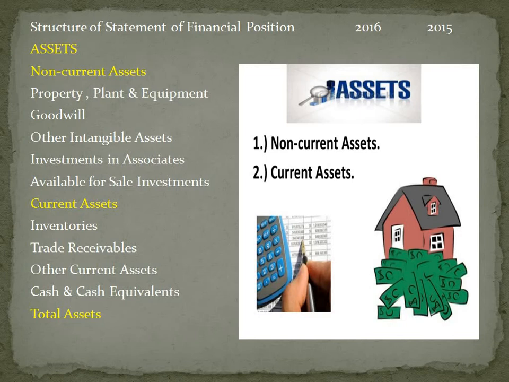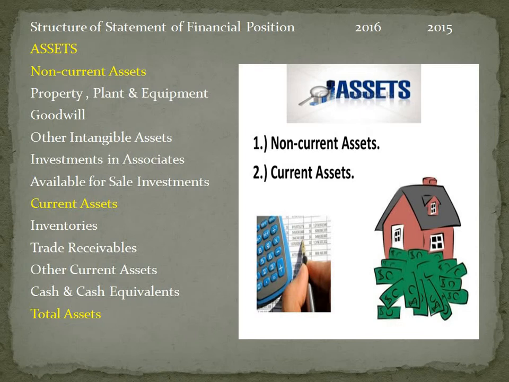Under non-current assets: property, plant and equipment, goodwill, other intangible assets, investment in associates, available for sale investments. Some examples of non-current assets are land, building, machinery, equipment, furniture and fixtures, goodwill, internally generated brands, patents, licenses, and investment in associates where we have voting power of more than 20% and less than 50%.